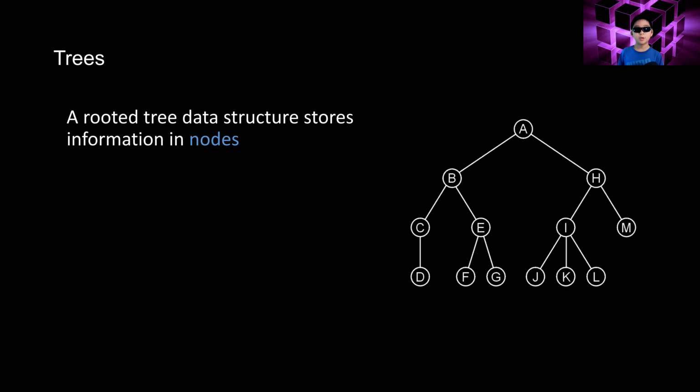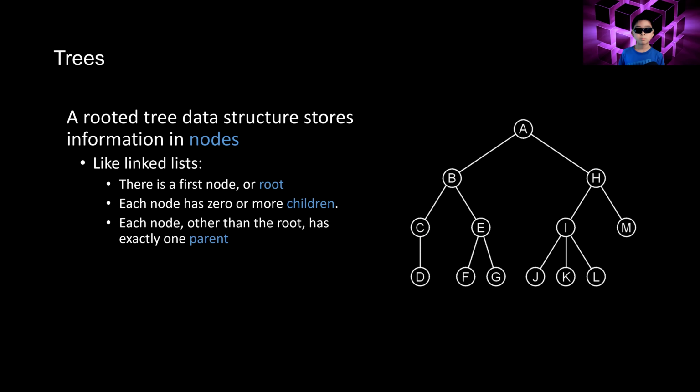Now let's talk about what trees are. Rooted tree data structures use nodes to store data. These are very similar to linked lists for a few reasons. First, the tree has a first node or a root. In this example, the root is the node A. Second, each of their nodes have 0 or more children. Also, every node except the root has only one parent.